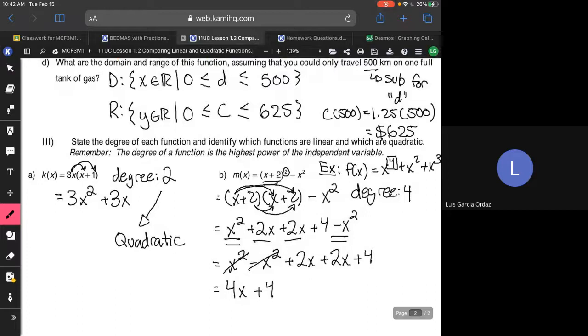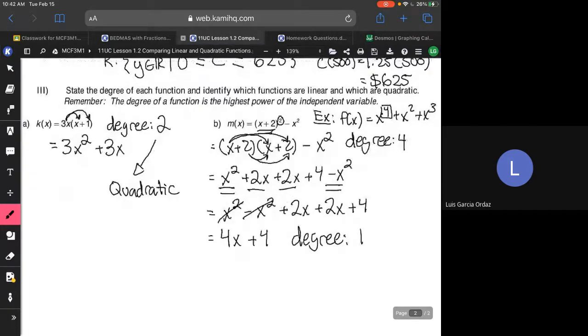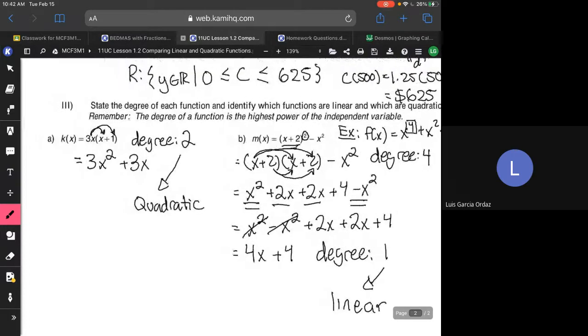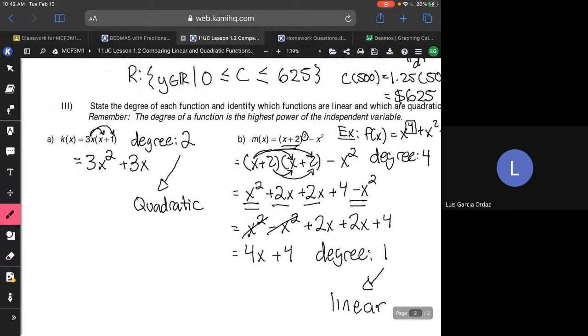So what is the degree of this equation? Sarah? 1. So what type of relation do I have? Linear. Yep. Ashton, what's up? Did you expand without creating brackets? Yep, you can expand without creating two brackets. I will show you. You guys will probably have to watch this again later to remember.